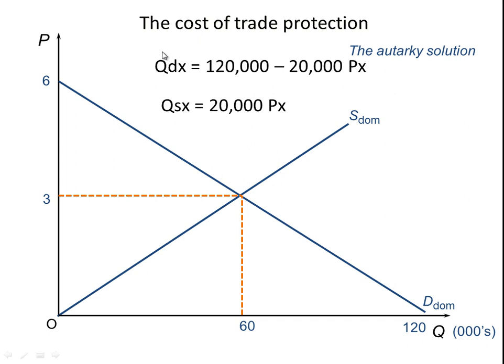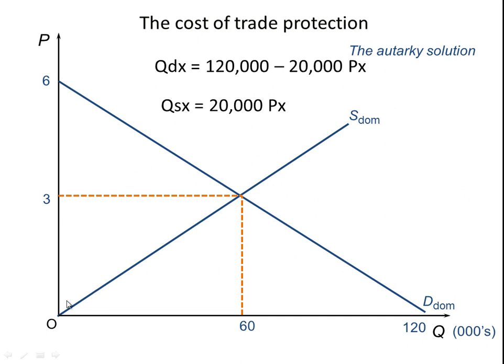Obviously, if QDX was 0, then all we'd need to do is divide the 120,000 by the 20,000 to get PX, which would be 6. So we've got our 2 points. It's a linear demand curve, and so we could plot various other points down here.